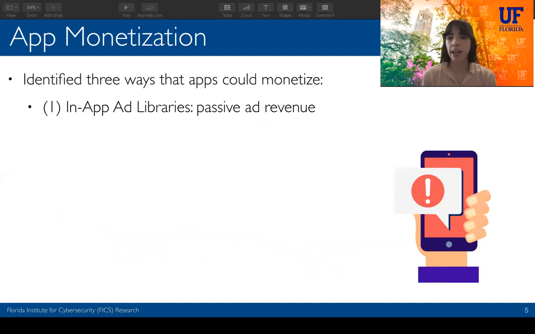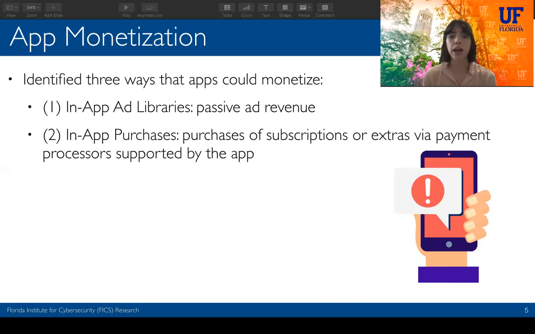The first one being in-app ad libraries. This is a passive way of generating money, and it's done through ad revenue. This can be when a user on the phone views the ad, clicks on the ad, or buys something on the website that the ad takes them to. There's also in-app purchases. In a lot of cases, not in stalkerware, these are often seen as microtransactions. But in the case of stalkerware, we see these as purchases of subscriptions or extra permissions on the phone, and we identified them through payment processors that were supported by the app.